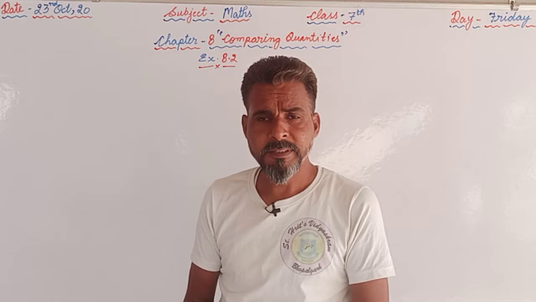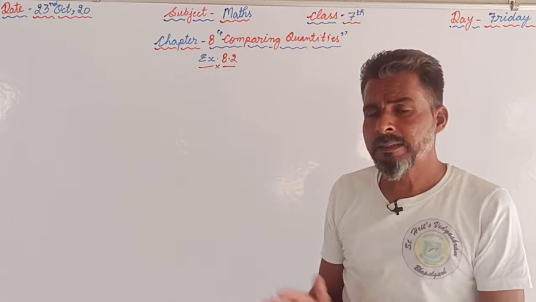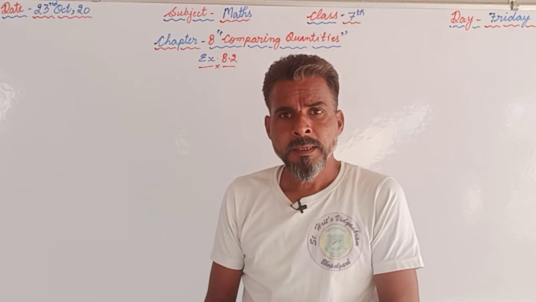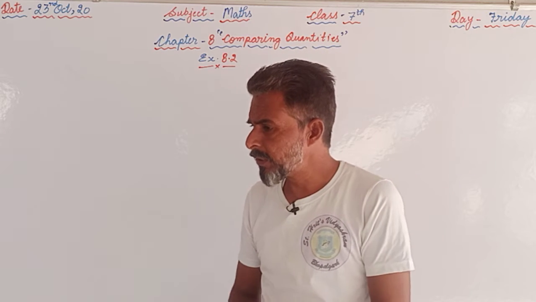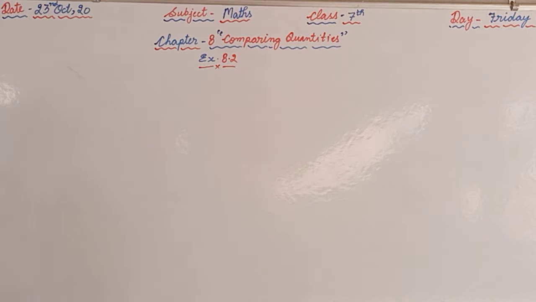This video is for class 7, the subject is maths, and we are continuing the same chapter, chapter number 8, and the name of the chapter is comparing quantities. As we have already completed exercise 8.1, and we have already completed up to question number 7 of 8.2 as well, today we will start with question number 8.